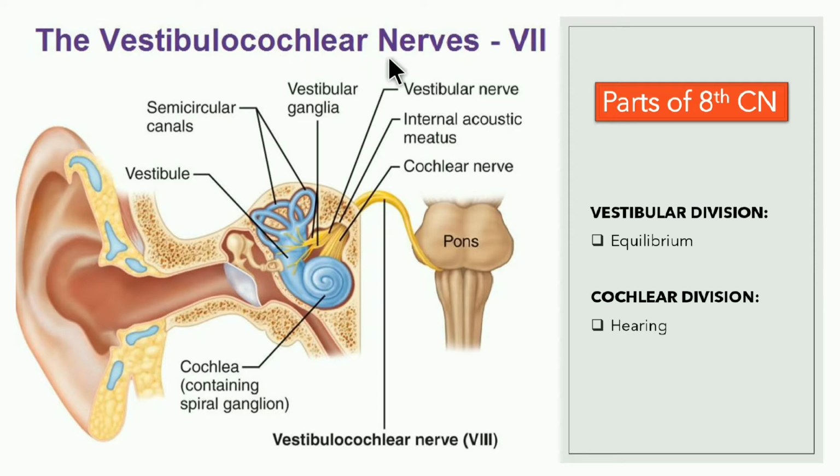So the vestibulocochlear nerve is composed of two important functions. One is equilibrium, that is carried out by the vestibular nerve, and another is the hearing portion, that is carried out by the cochlear nerve.